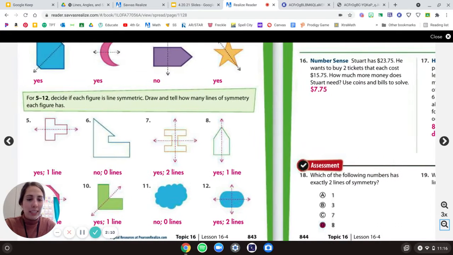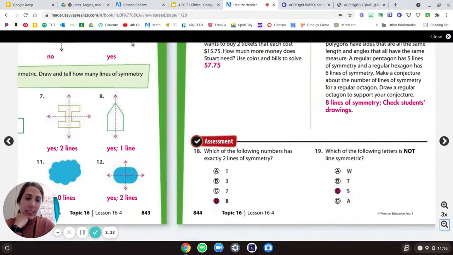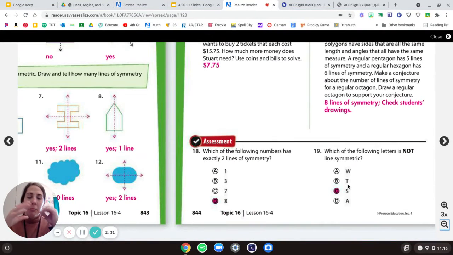Then on the back, number 18, you have to think through this number itself. So if you could split the number 1, can you split it twice with 2 lines of symmetry? Nope. 3 was nope. 7 was nope. And 8 is the only one. You can do it vertically and horizontally. And 19, you had to think through these letters like they were block letters, bubble letters. And S is the only one that is not line symmetric. W, T, and A, you could go vertically through the middle and it would match up on either side. That is all we had for correcting our homework.